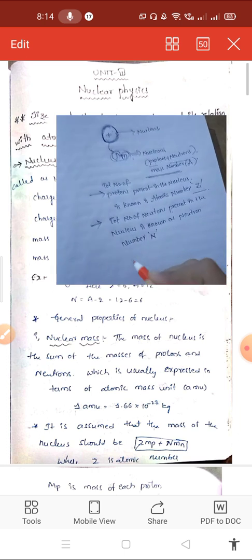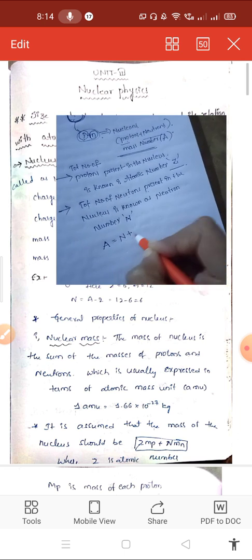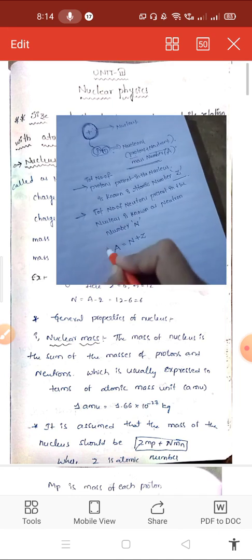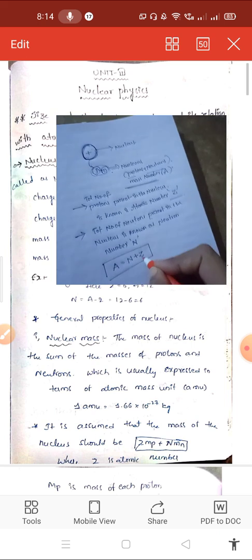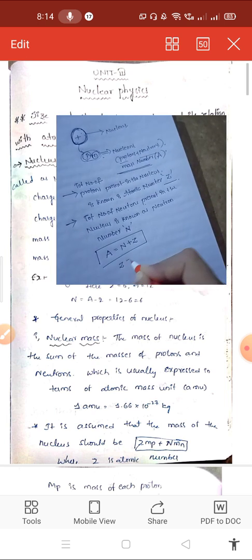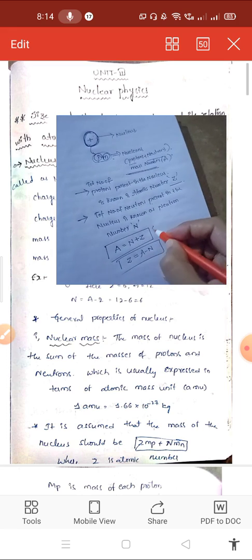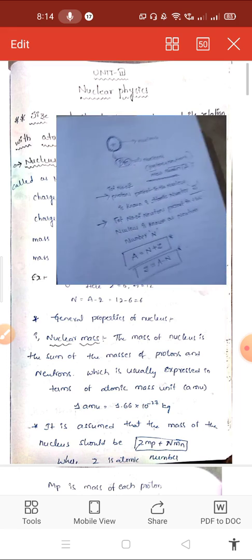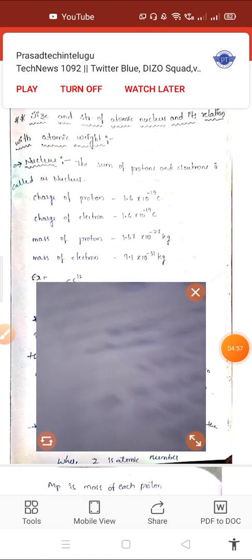So can I write like this? The mass number A is equal to the total number of neutrons plus the total number of protons. So A equals N plus Z, and here the proton number Z equals A minus N. Can I write like this? Yes, okay. Very, very important equation.